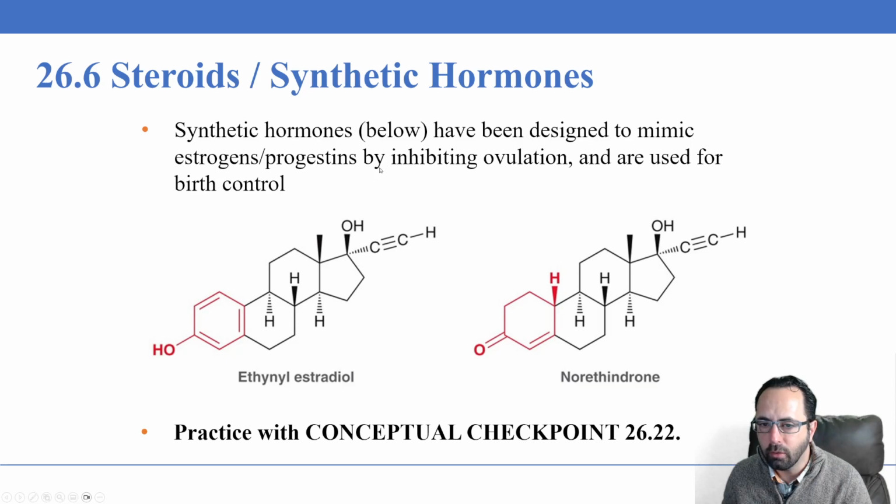There are also synthetic hormones, which have been designed to mimic estrogens and progestins and inhibit ovulation, and these are used for birth control. Here are two possible types of birth control. Notice they contain the same important functional group, which is the carbon triple bond. This is one of the few examples of an alkyne in a drug or in a biological molecule. This isn't biological, it's synthetic. The carbon-carbon triple bond here happens to make this much more biologically potent, and the result is that this can inhibit ovulation and result in no pregnancy, or the inability to become pregnant.